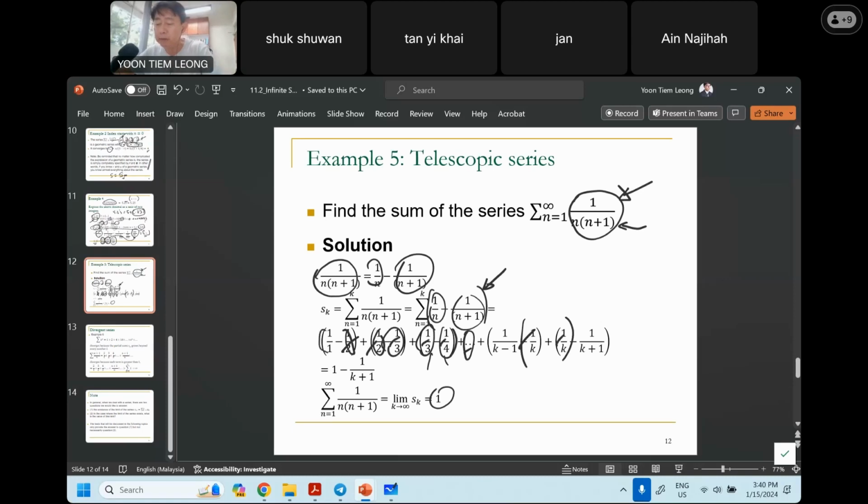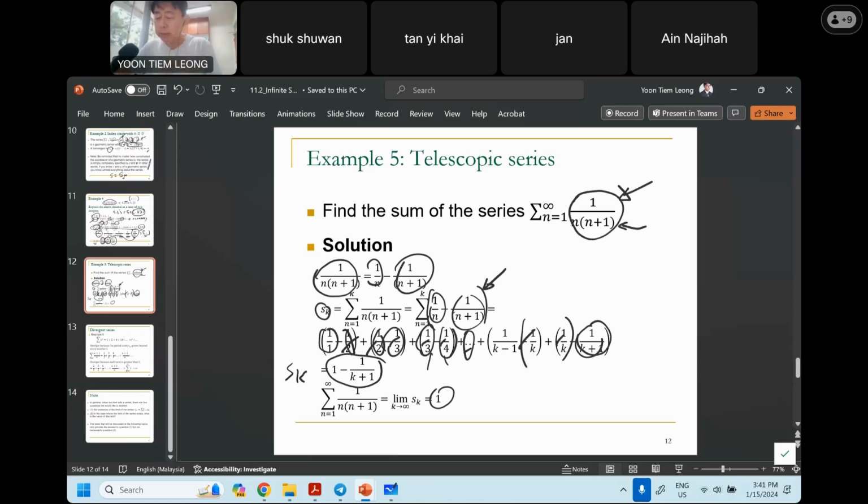Except for the first term and the last term. So finally, what is left is the first term and the last term in the partial sum Sk. So finally, you would be able to find out what Sk is, which is the partial sum of the first k terms.